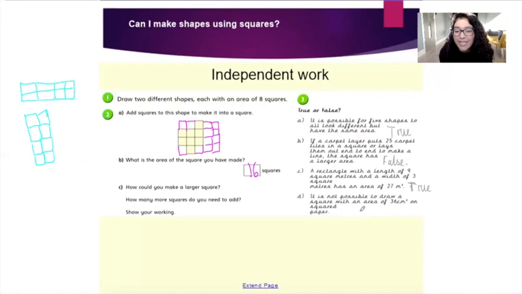Part D: it is not possible to draw a square with an area of 36 centimeters squared on squared paper. I would like you, at home, to try and draw a square, more specifically, with an area of 36 centimeters squared. And I want to see what you end up finding out. This is your little maths investigation that you can try at home.